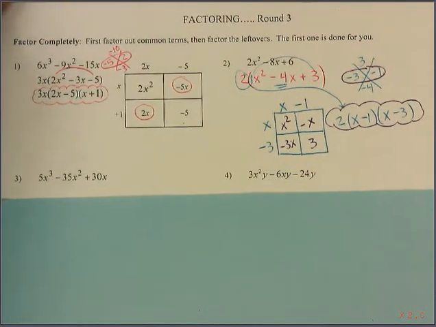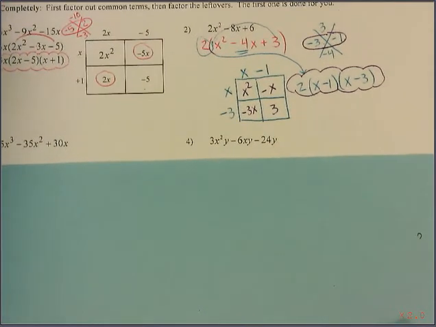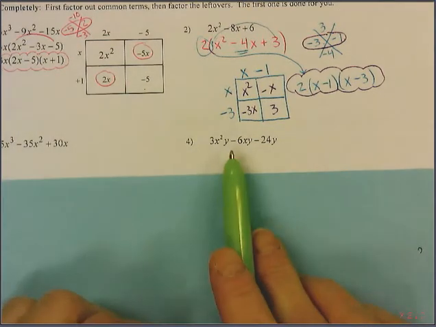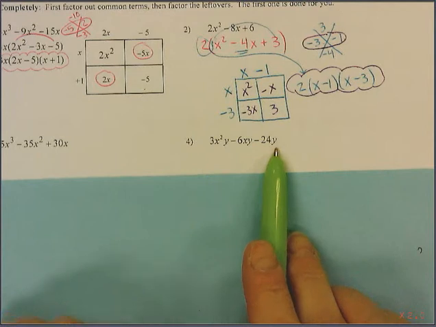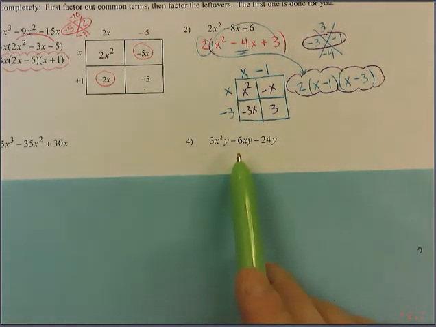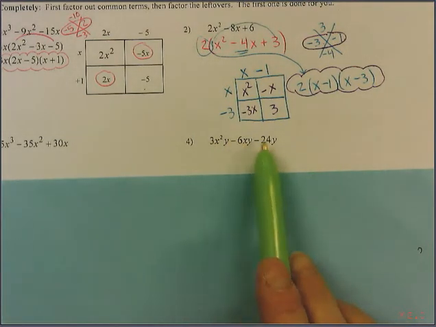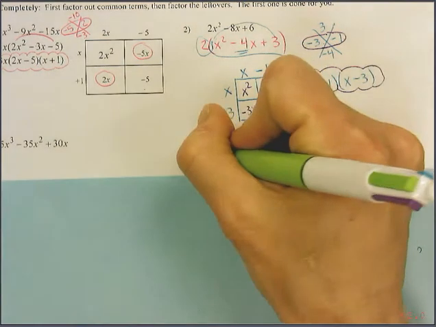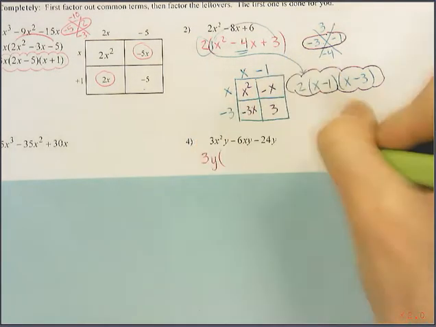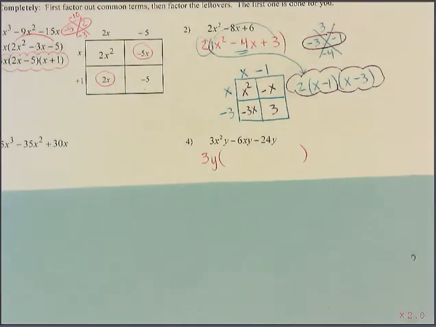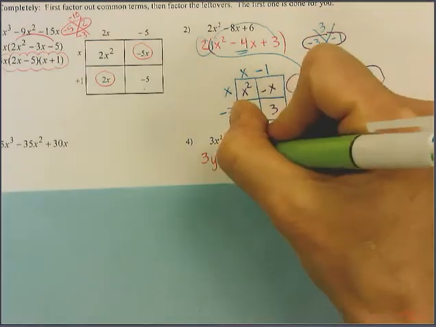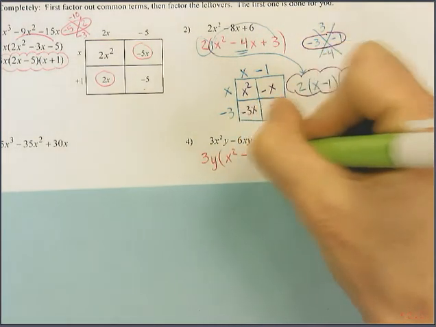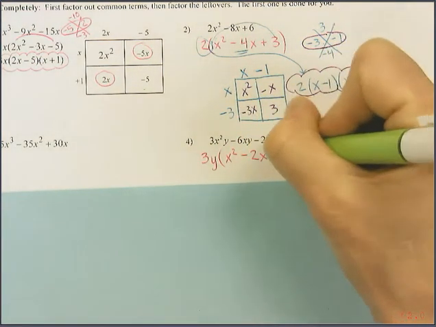Let's look at something a little different, like number 4. Okay, now notice we have x's and y's. So right away I notice, ooh, there's a y in each term, so that's going to be part of the GCF. Also looking at 3, 6, and 24, well, 3 divides into all of those. So my GCF that I want to start with is 3y. So you want to pull that out first, leaving me with x squared minus 2x minus 8.